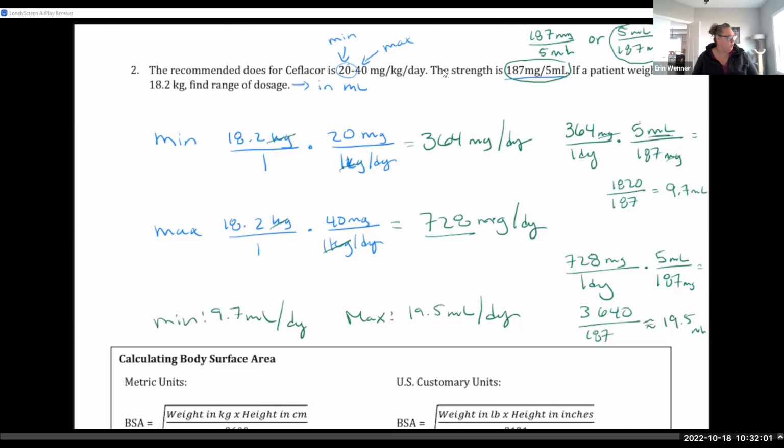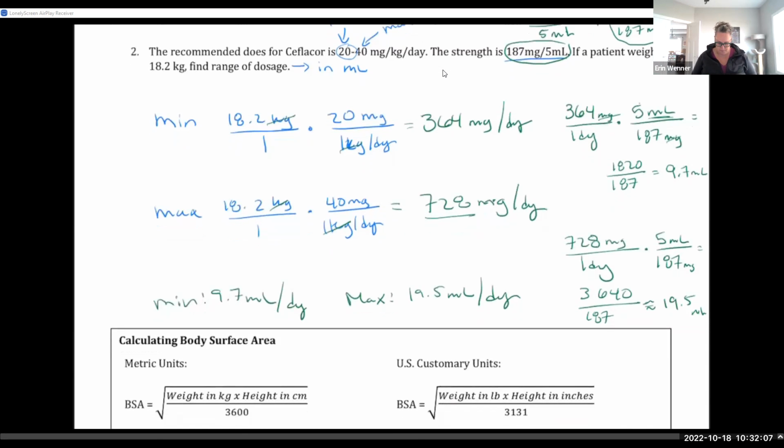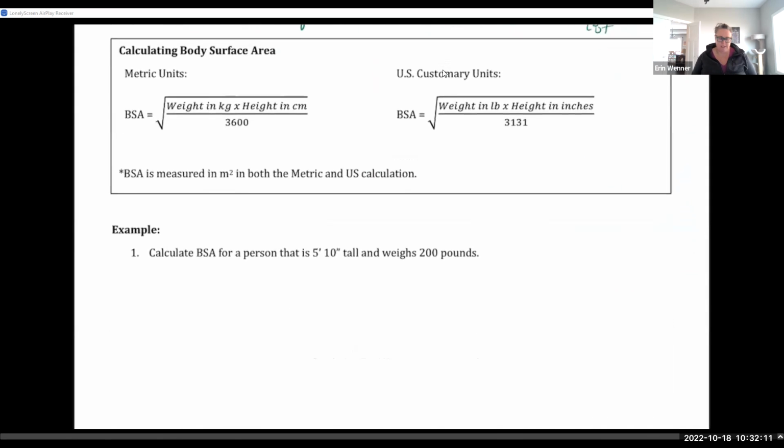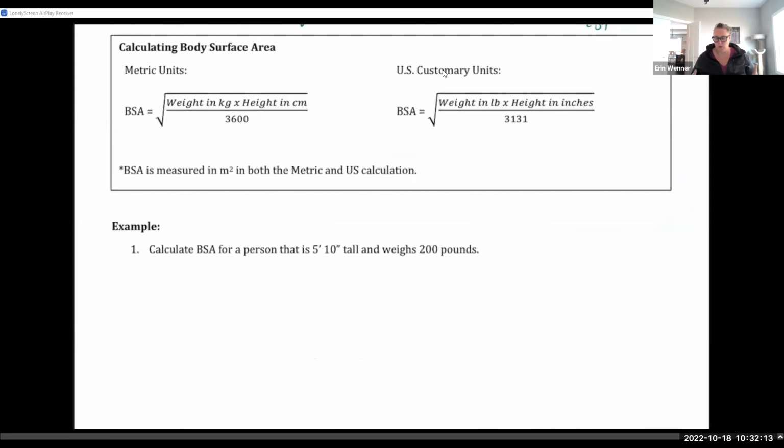So we have one more problem that we're going to look at, which has to do with calculating body surface area. It's interesting, 5.2 and 5.3 is kind of a hodgepodge. It's all these different medical things that we're doing. They kind of fit together in these two sections. I don't know why they do it this way, but they do.